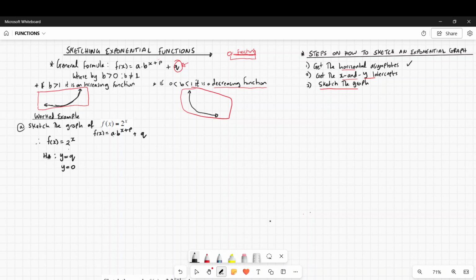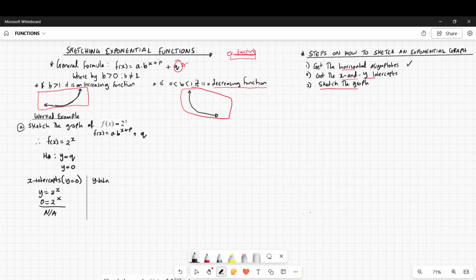Next step is to get the x and y intercept. First you're going to get your x intercept, and we know for the x intercept, y should be equal to what? 0. So y is equal to 2 to the power of x. Let y be equal to 0, so 0 is equal to 2 to the power of x. As you can see, this cannot be solved, so you're going to say not applicable. You're going to leave it like that, and then you're going to come to your y intercept.